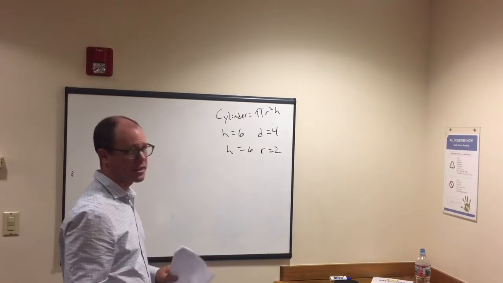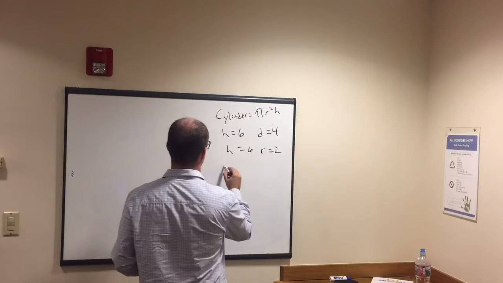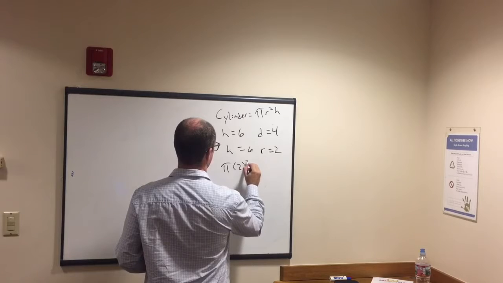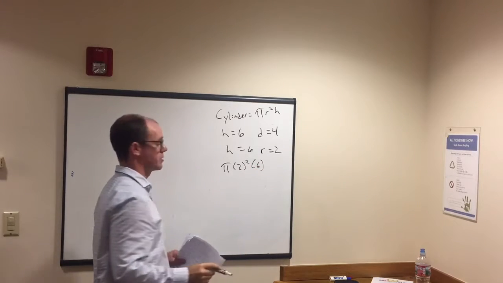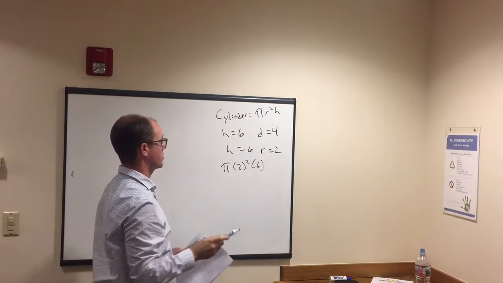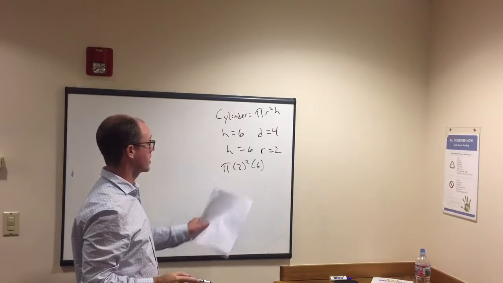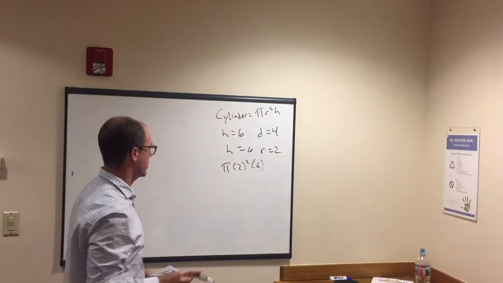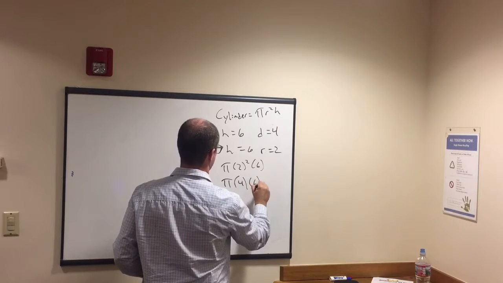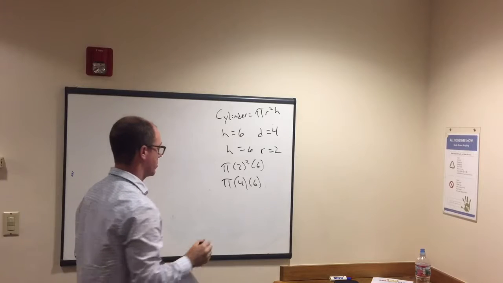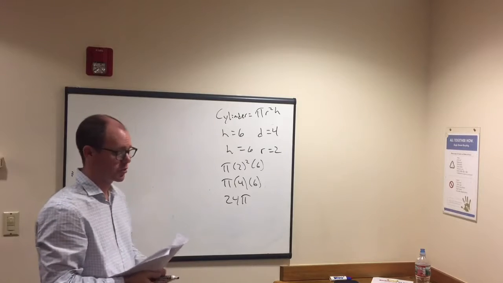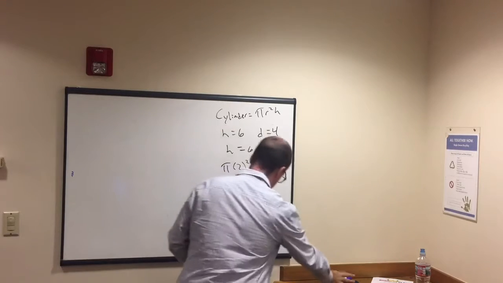Now we have height 6, radius 2, and we're ready to solve. So we have pi times 2 squared times 6. That makes sense to everybody? We got the 2 from right here with the radius, put that in. It's squared like we show up top with our formula, times height, which is 6. Now if we keep doing this one, we have pi, 2 squared is 4 times 6, 4 times 6 is 24, 24 pi. That's a look at volume of cylinders.